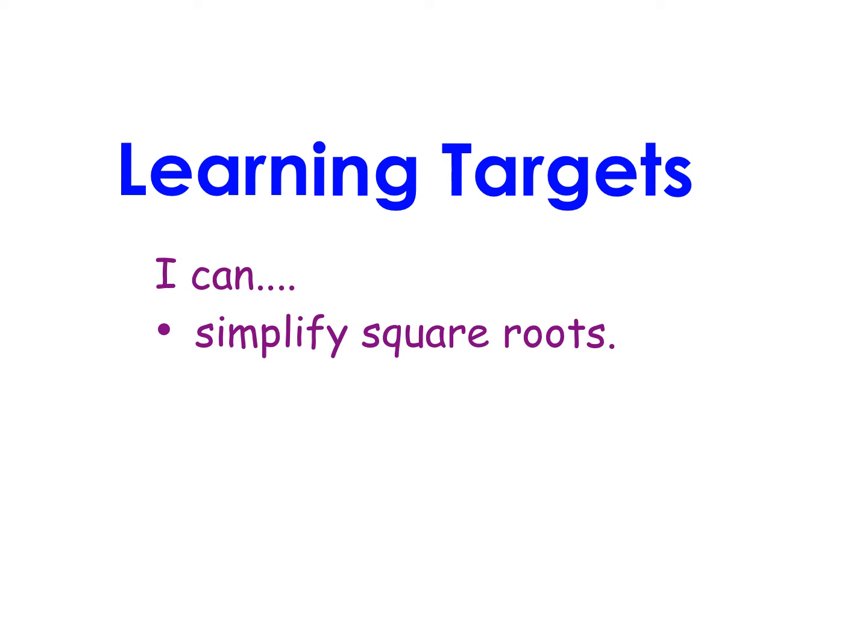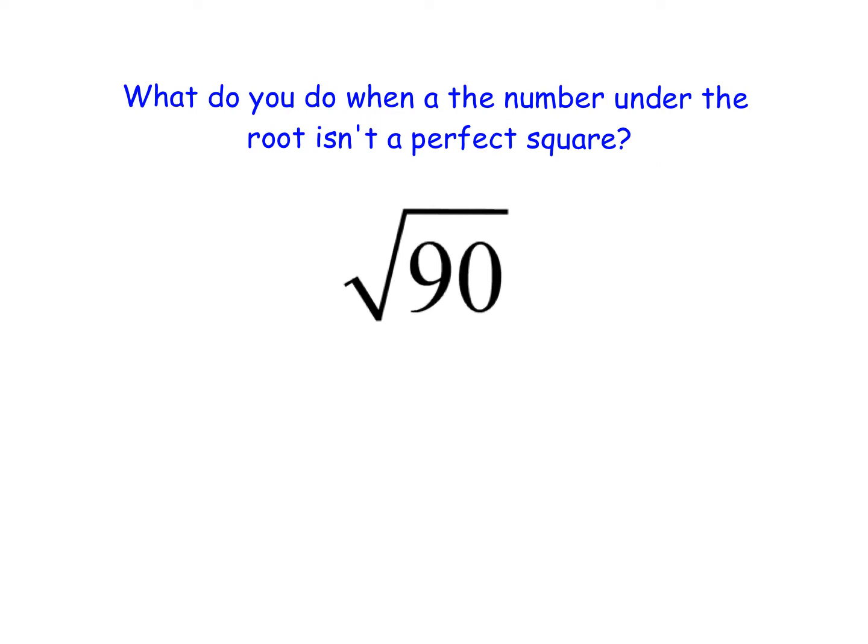In this video, we will learn how to simplify square roots. So what we're going to do today is look at what we do when the number underneath the square root isn't a number that can be perfectly square rooted. If it's something like the square root of 100, we know the square root of 100 is 10.